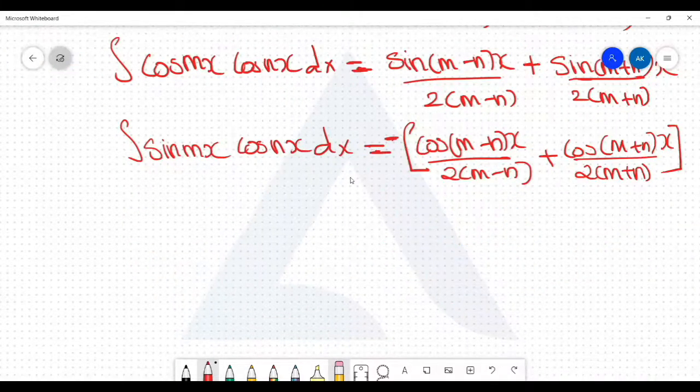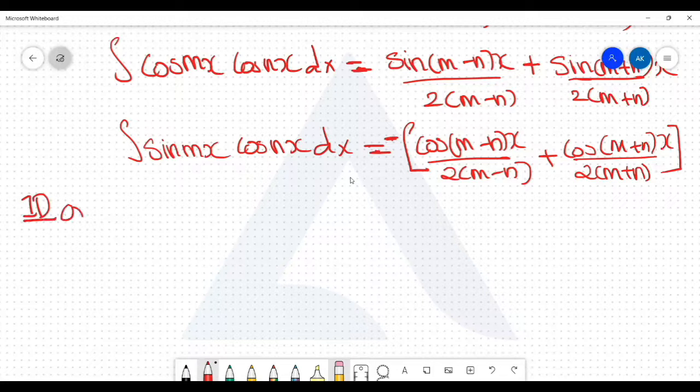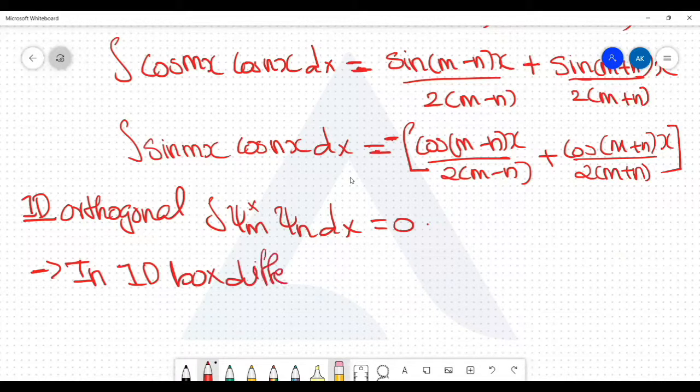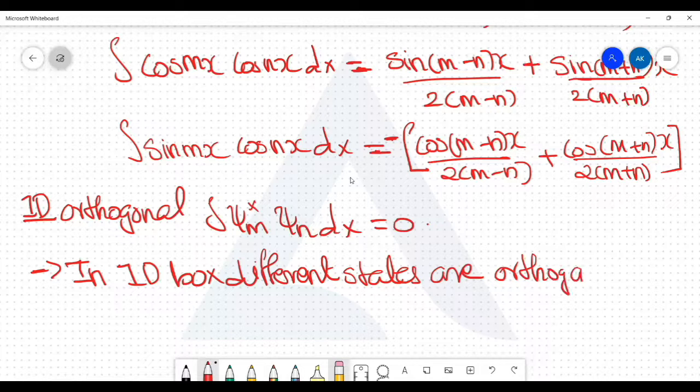Orthogonality in the 1D box. Orthogonal means the integral of psi m star psi n dx equals 0. We have already seen that different states in the 1D box are orthogonal. They are orthogonal to each other.